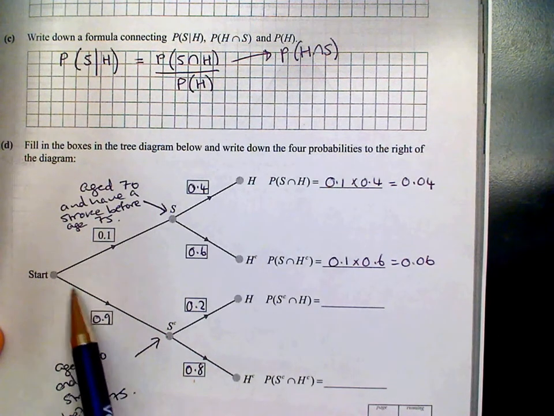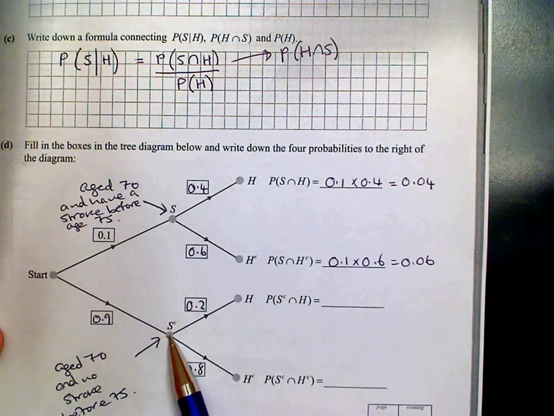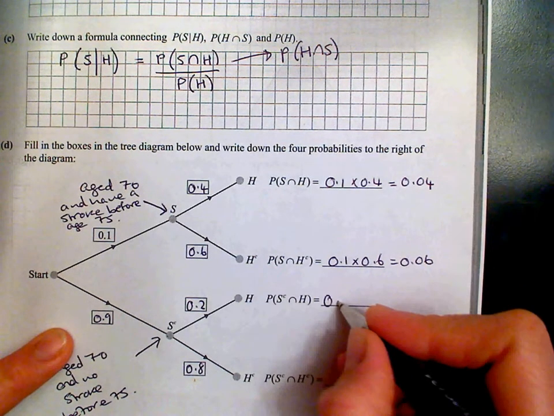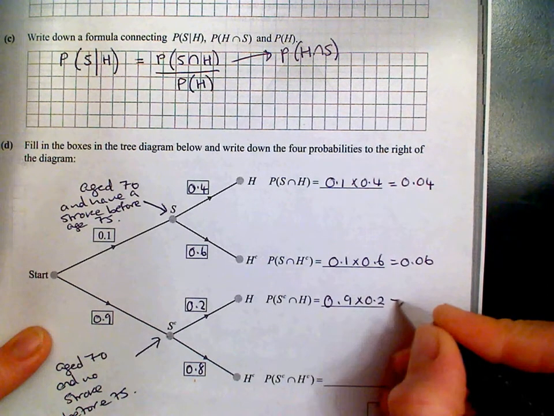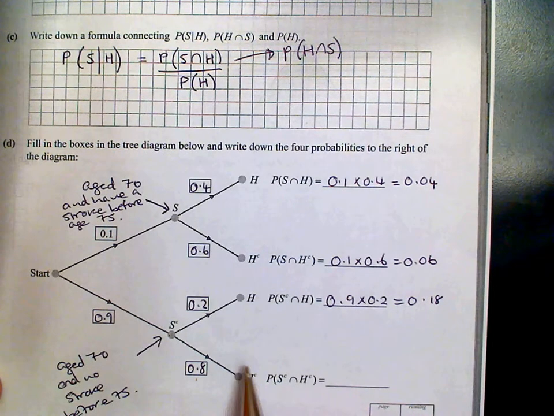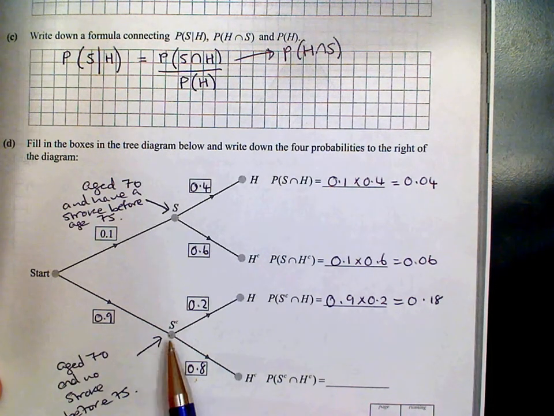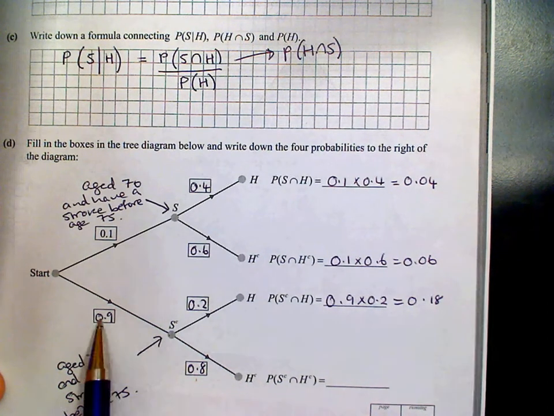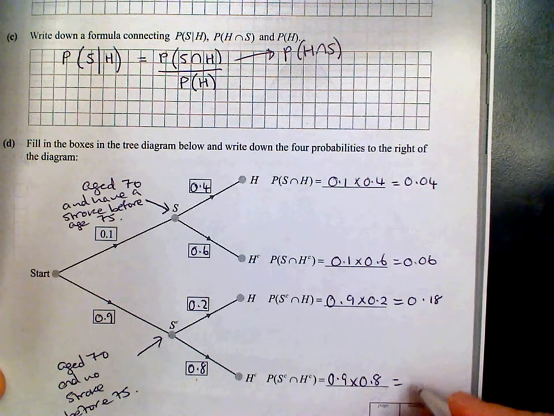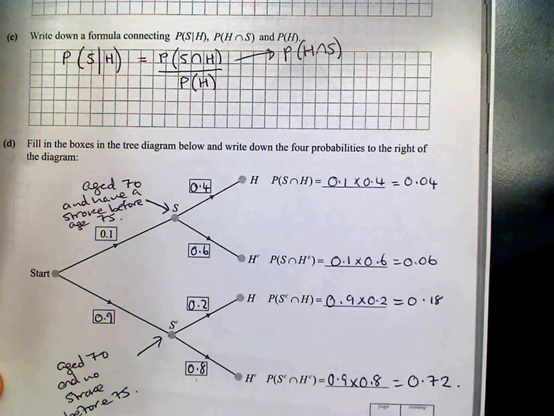Now, if we follow the branch down here, the probability of being age 70 and no stroke before age 75 and having high blood pressure is going to be 0.9 by 0.2, which is 0.18. And the bottom branch of the tree diagram is the probability of being age 70 and no stroke before 75 and having no high blood pressure, which is going to be 0.9 by 0.8, 0.9 multiplied by 0.8, which is 0.72.